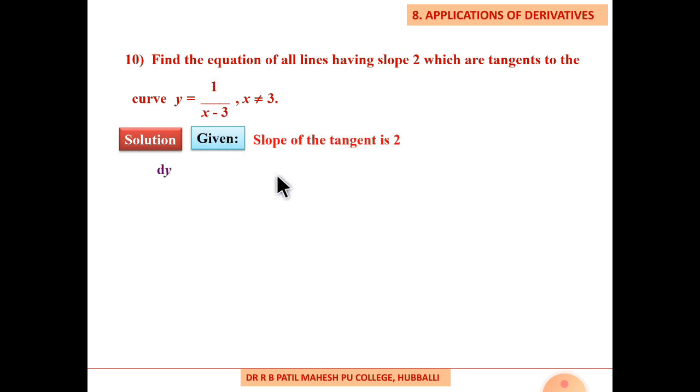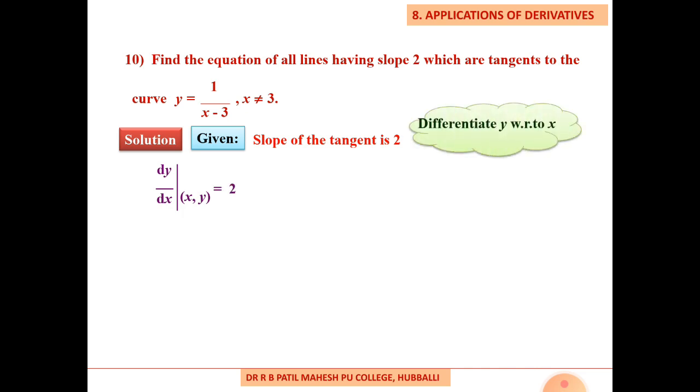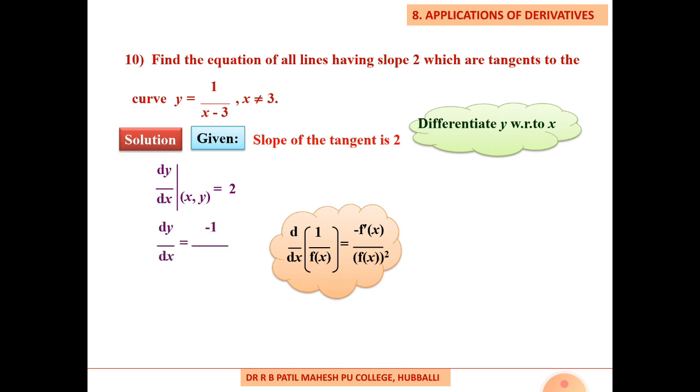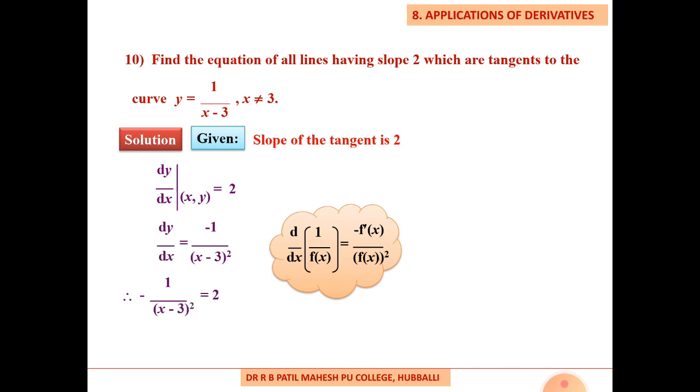You can first write that the slope of the tangent is 2, that is dy by dx at (x, y) is 2. Now differentiate the given curve with respect to x. So we get dy by dx equals minus 1 by (x minus 3) whole square. Next, minus 1 by (x minus 3) whole square equals dy by dx, which is already given as 2.